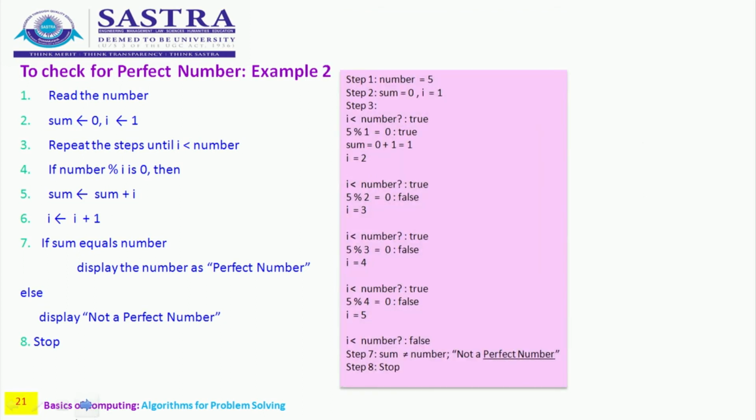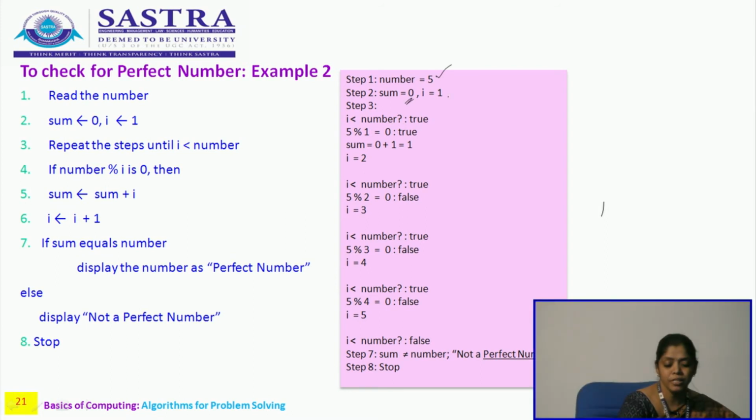So in the next case, we have taken the number as 5. Then you initialize sum as 0. I starts from 1. Then 1 is less than 5, so we can enter into the loop. 5 mod 1 is 0, which is true, so I have to add this I, that is 1, to my sum. So sum is now 1 and I must be incremented. Once again 2 is less than 5, which is also true. But 5 mod 2 is not going to give you 0.